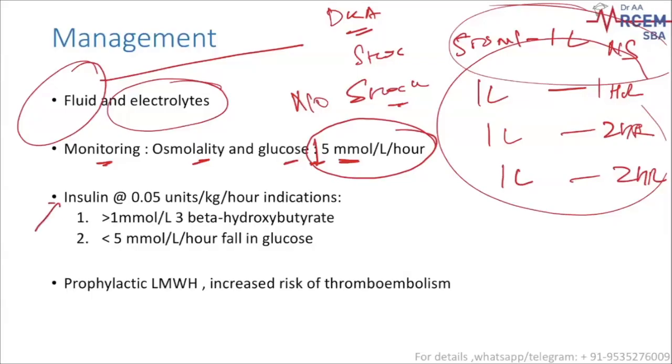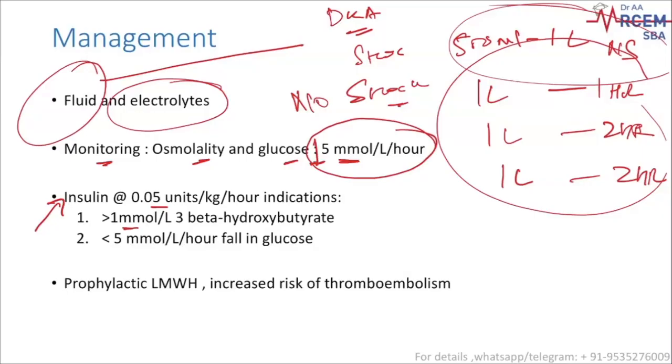Okay. When to start insulin in this patient? Insulin is not a mainstay of treatment for an HHS. We only start insulin at a very low dose, that is 0.05 units per kg per hour. That is almost 50% of the adult dose what we are giving here. When beta hydroxybutyrate is more than 1 millimole per liter.